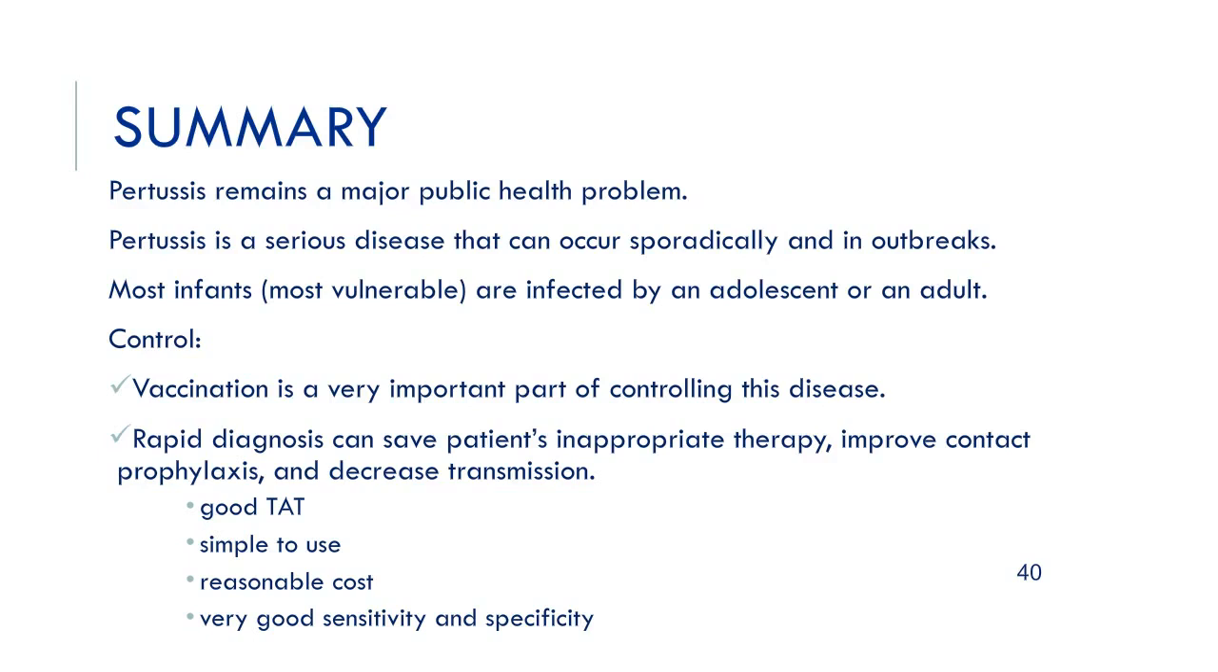Control of pertussis is very important, and there are two ways we can help control pertussis. One, primarily, is through vaccination. It's the most important part of helping control this disease. And also, rapid diagnostics can save the patient from inappropriate therapy and can improve contact prophylaxis. If we can make sure we get patients on the right therapy as soon as possible in disease, we can decrease the transmission.